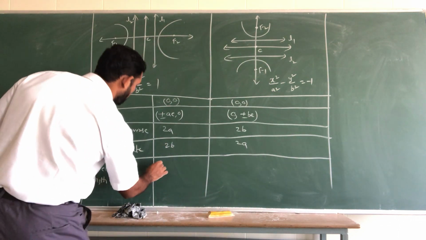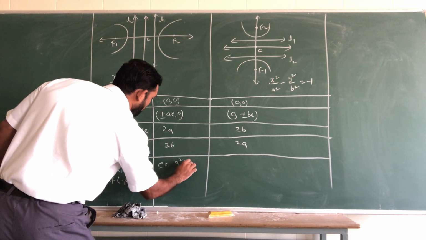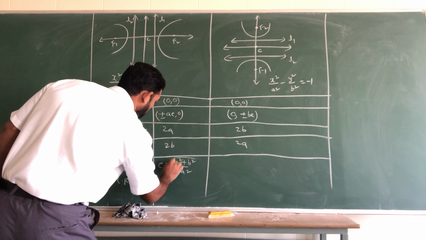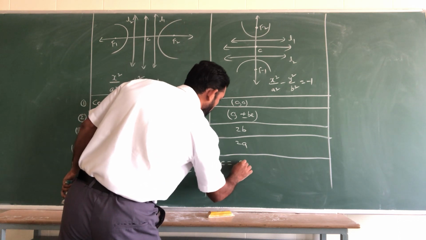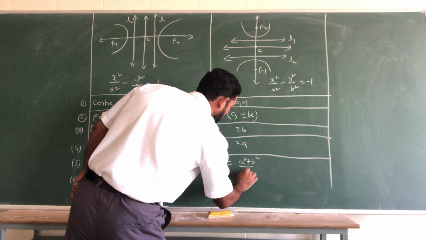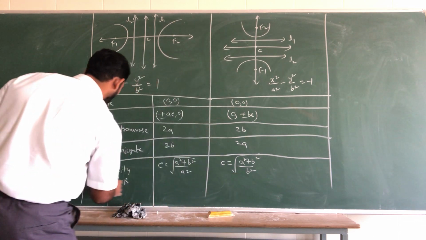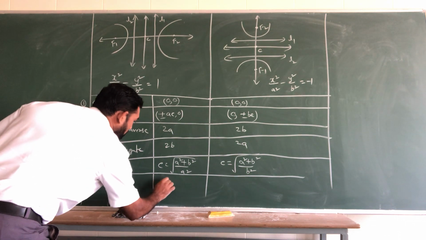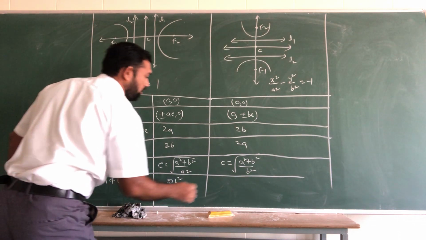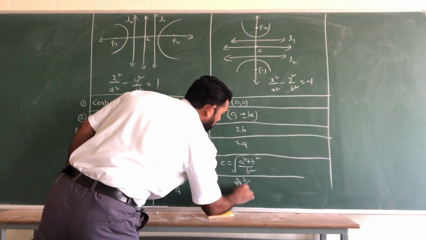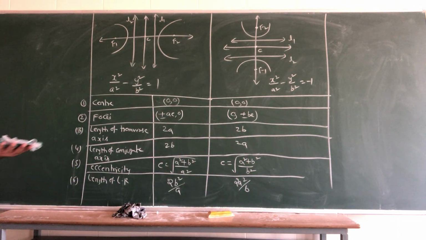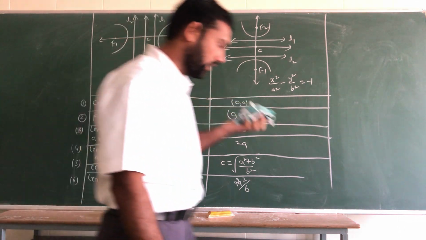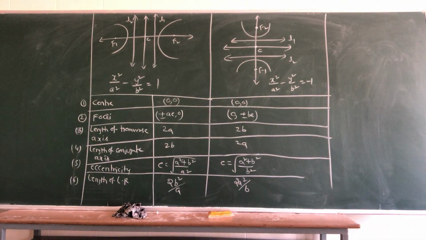Next one, eccentricity E is equal to root of A square plus B square divided by A square. And for this one, eccentricity is root of A square plus B square divided by B square. Length of latus rectum is 2B square by A, and 2A square by B. So these are the formulas. Note them down fast.